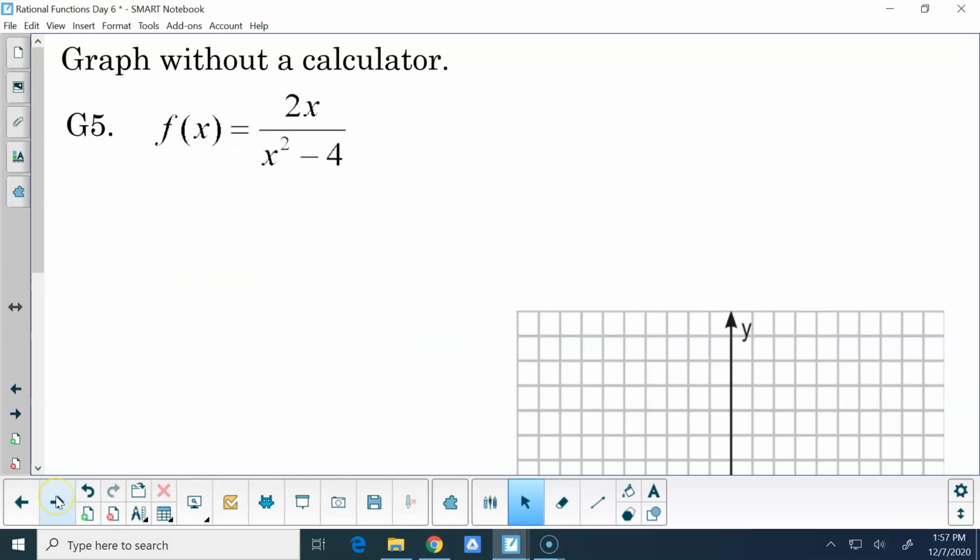Here's the first one. I want you to graph without using a graphing calculator or without using Desmos. I want you to graph f of x equals 2x over x squared minus 4. Graph that for me now. Pause the video. Restart it when you are done, or if you're stuck. One of the two.